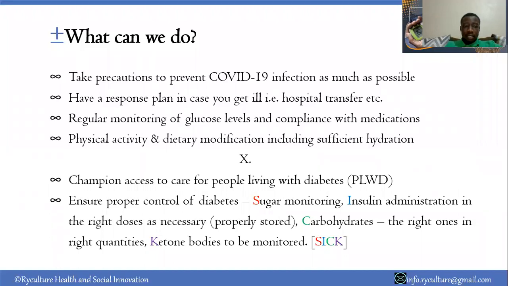That's done. Then the next phase in house is physical activity and dietary modification, including sufficient hydration. You understand the first approach when you're dealing with diabetes is to ensure you manage your weight, manage your sugar levels, and with physical activity, you're using the sugars in your body, so they will ultimately go down. And two, another benefit of physical activity, it helps you burn fat.